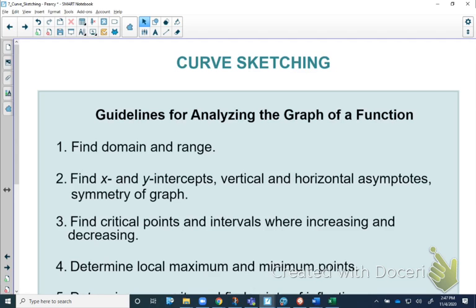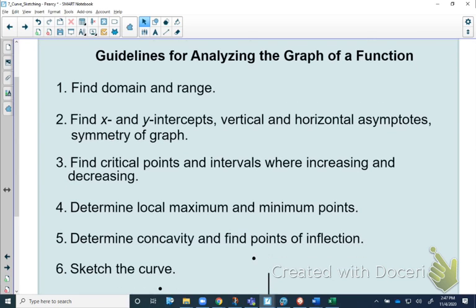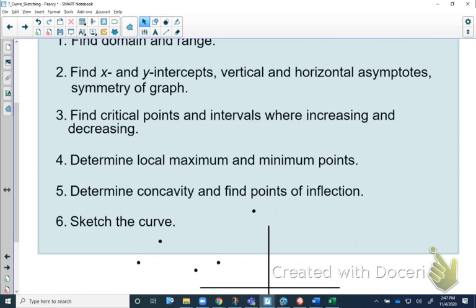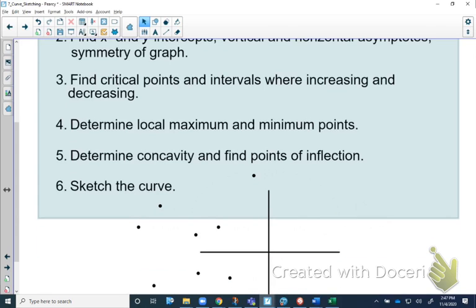So what we're going to be asked to do when we do our curve sketching is we want to be able to identify what is the domain and range, where do I have any intercepts, asymptotes, anything like that? Do I have any critical points that are going to tell me where I might have increasing or decreasing intervals? Identify relative extrema and concavity, and then be able to sketch the function, sketch a curve of the function.